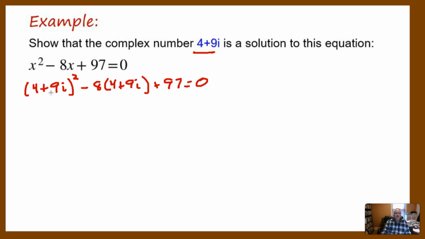So the first thing we have to do is square 4 plus 9i. So I'm going to work that out over here. We've got to do 4 plus 9i times itself.